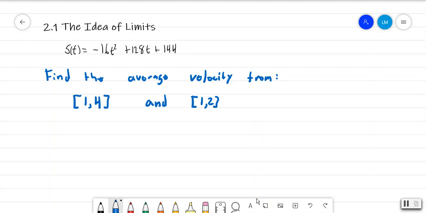Hello, in this video I'm going to talk about the idea of limits. Now, when we talk about the idea of limits, we look at a function, which in this case is the position function s of t equals negative 16t squared plus 128t plus 144. Now, 128 is the initial velocity of our function, and then 144 is the initial height.